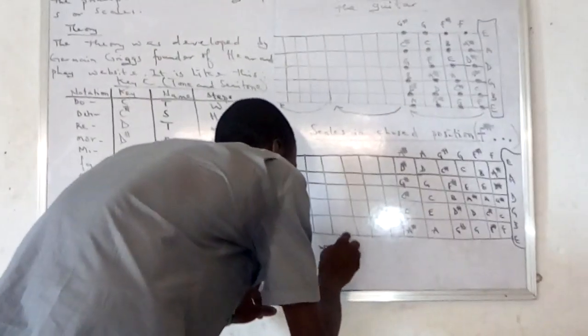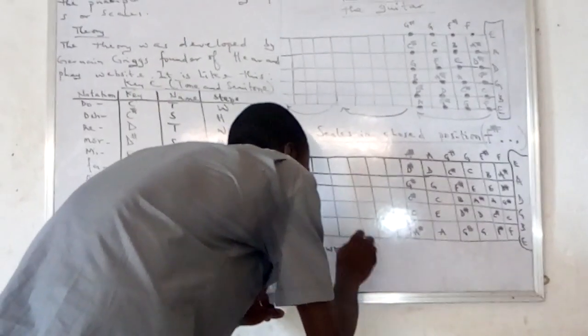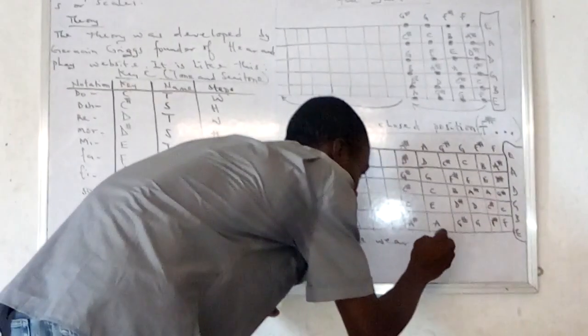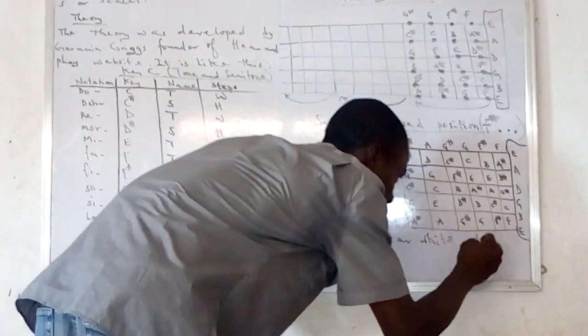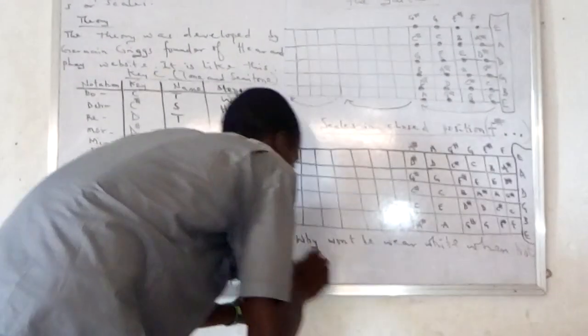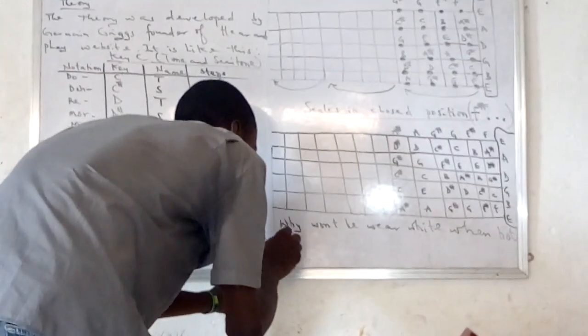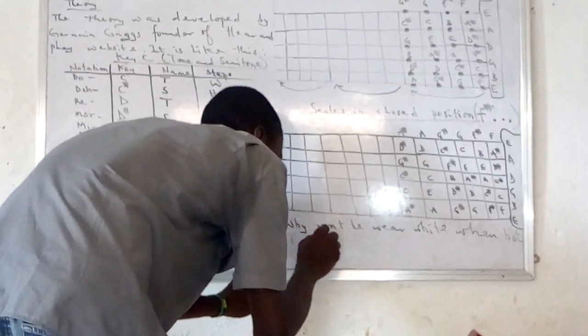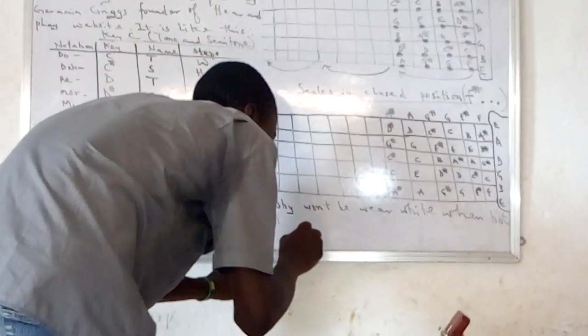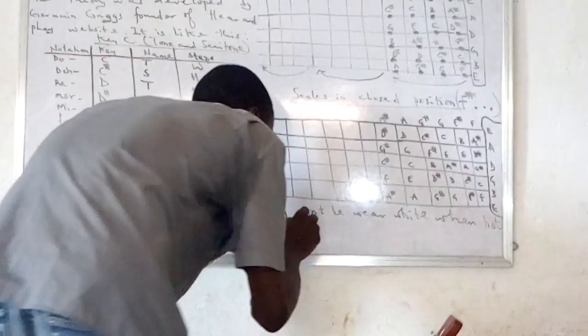won't he wear white when hot? Why? This W stands for tone. Why won't he wear white when hot? This tone again.